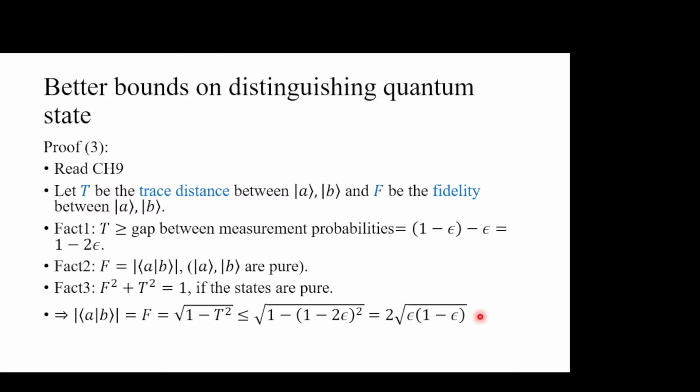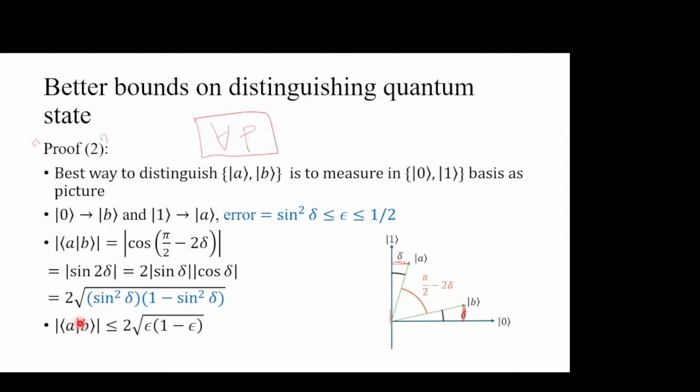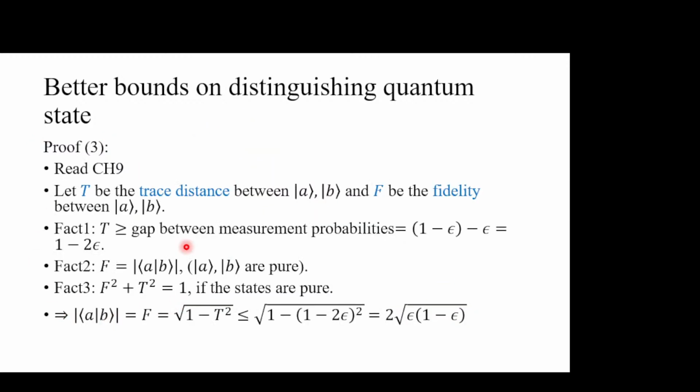Okay, and that completes the proof of distinguishing quantum states. So you see that there is a very interesting relationship between how much you can distinguish your quantum states and how close your two quantum states are to each other. And if you are interested in this topic, you can read more in chapter 9 about information theory and the distance measures between quantum states.